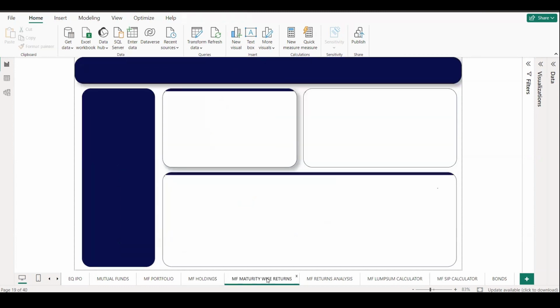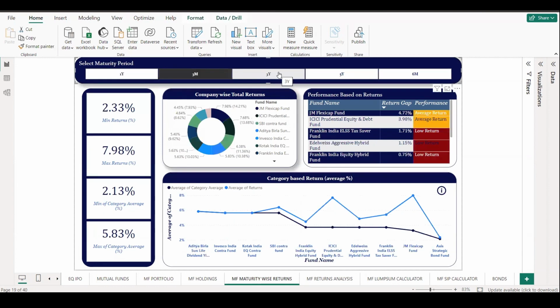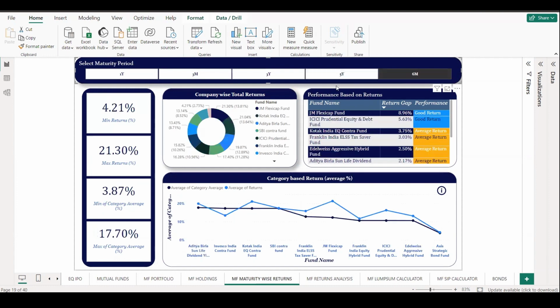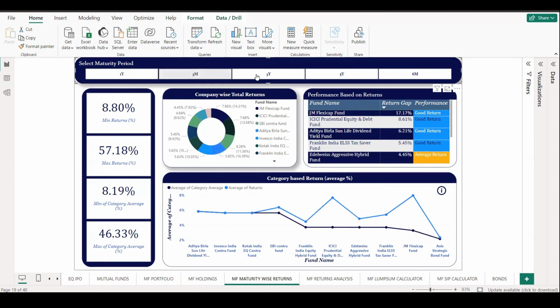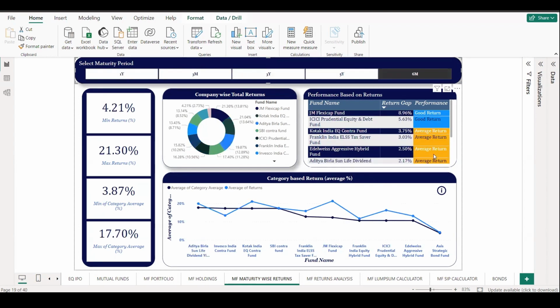Moving on to the next page, here you can see the maturity period-wise comparison of each mutual fund. This is a total comparison of all the mutual funds we have taken, whether it's giving a good return, an average return, or a minimum return. It's just an analysis for you to choose which mutual fund you need for the long term or which mutual fund you need for the short term.